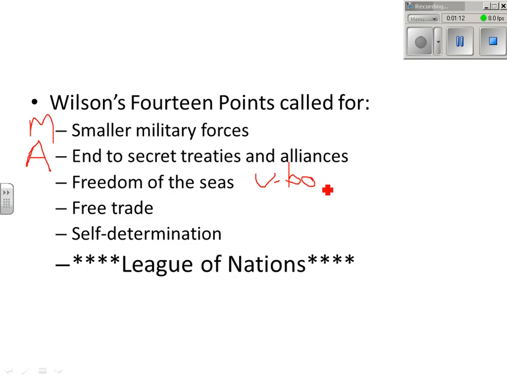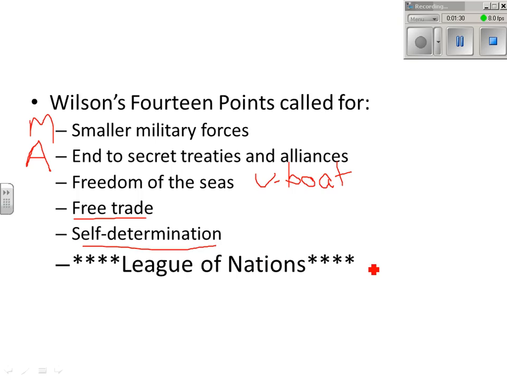The U-boat warfare was where the German subs were sinking American ships and also Allied ships. Free trade, being able to trade with whatever country, and self-determination. That meant that countries that were previously colonies should now be allowed to have their own countries.